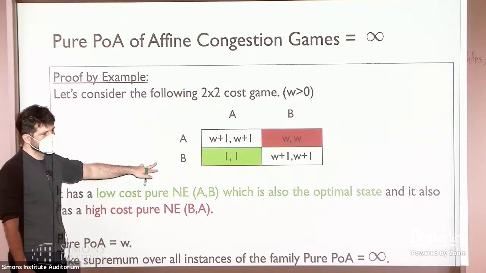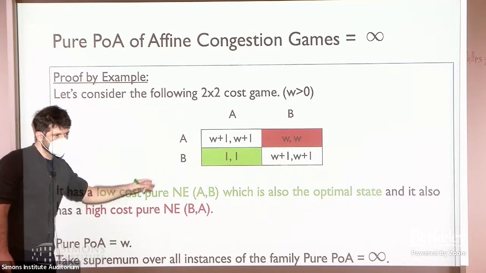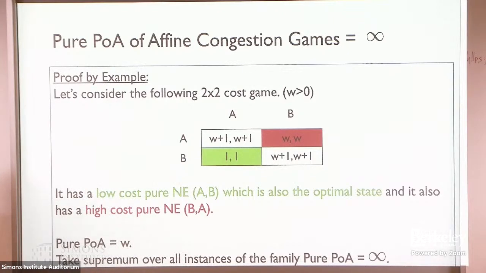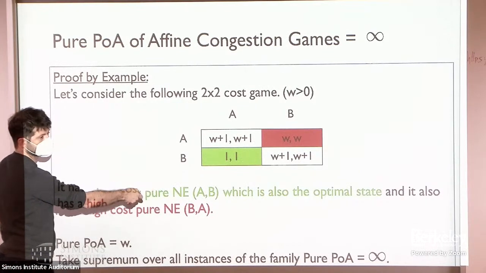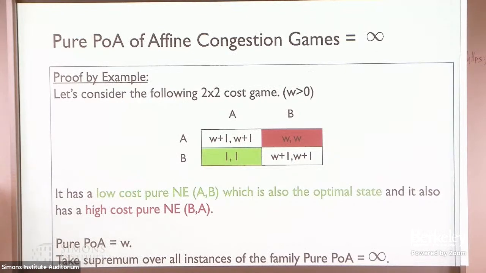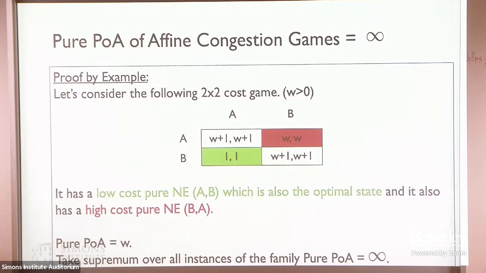Again, 2 by 2. First of all, this is not a congestion game. It's just a simple cost game, so high is bad. This game clearly has two pure Nash equilibria, AB and BA. Of course, the pure price of anarchy is exactly W. This is the optimum state, and this is still an equilibrium. This ratio is W, and W can be anything, some positive number. So the supremum over this family of games of the price of anarchy is infinite.